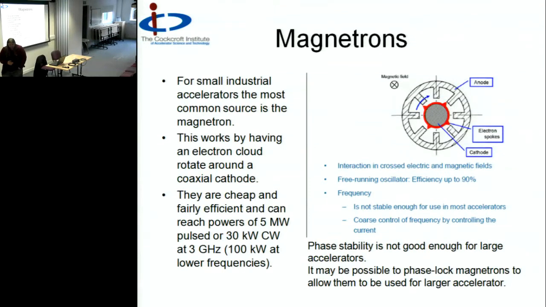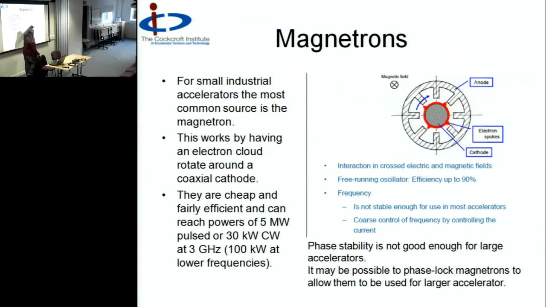The other RF sources are the magnetrons. These aren't used in high power accelerators. They tend to be used in the low industrial ones. Magnetrons are what runs your microwave oven. You can get a 1 kilowatt magnetron for 20 pence. So they're very cheap. They're very robust, which is why they're used in industrial settings.